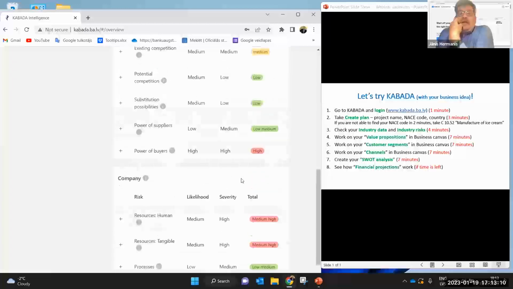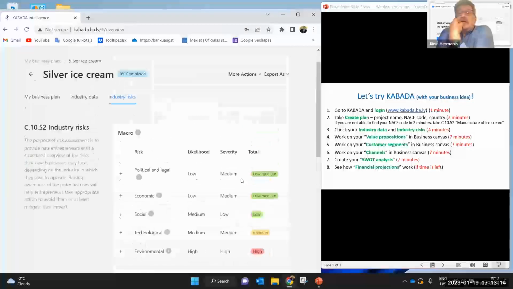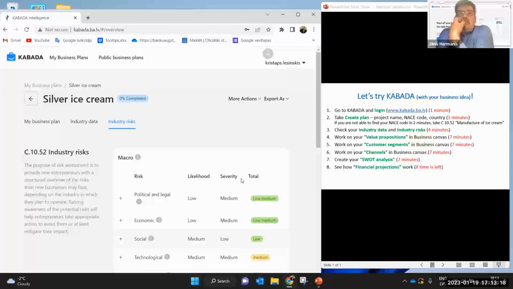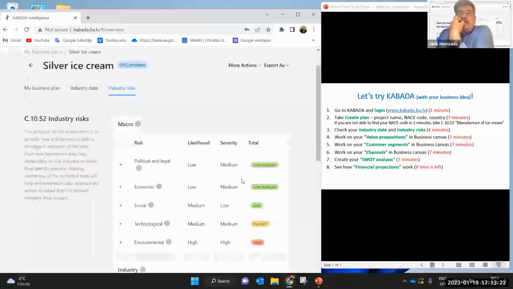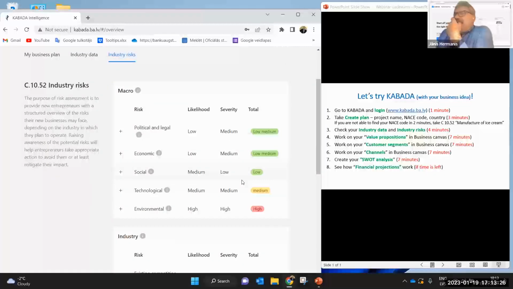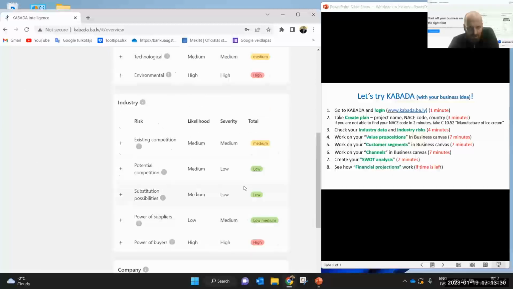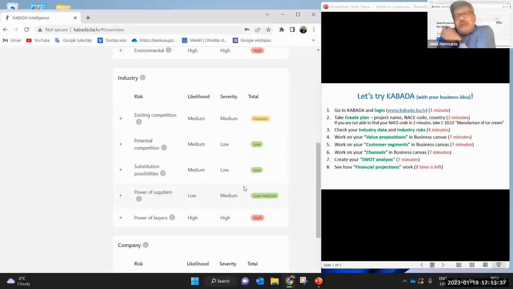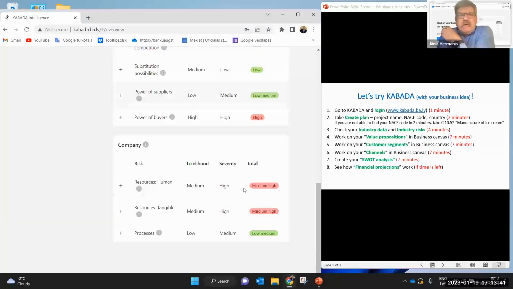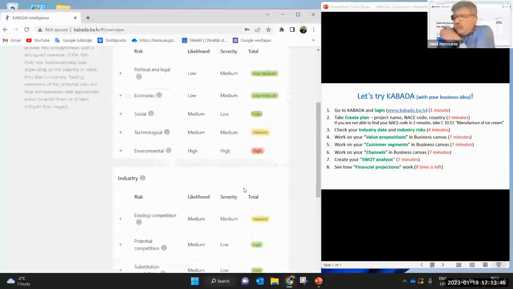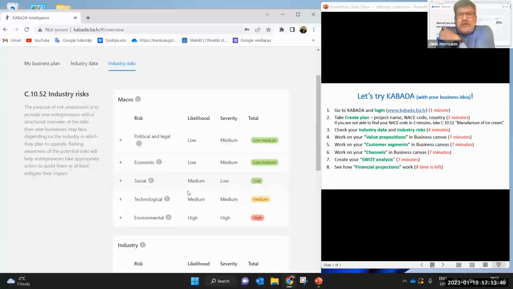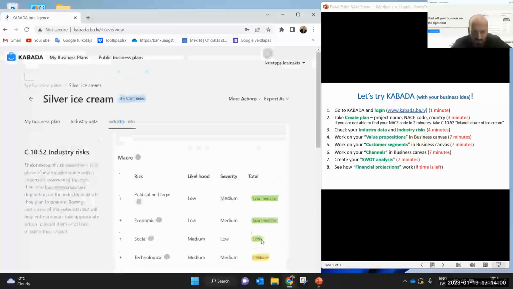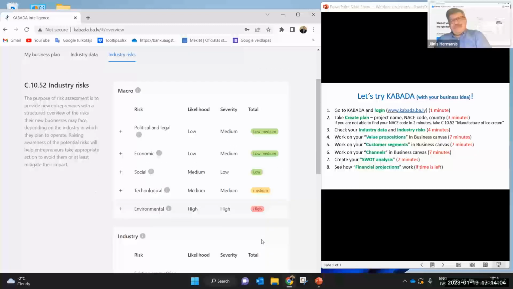I was surprised a bit, actually, when we chose this manufacturer of ice cream, industry C1052. We have relatively lots of green color here, especially under these macro risks and also industry level risks. That means when we compare with our previous example about manufacturing cider, which is alcohol by the way, producing just ice cream is a less risky business. Looks like. Maybe I need to change my ideas.